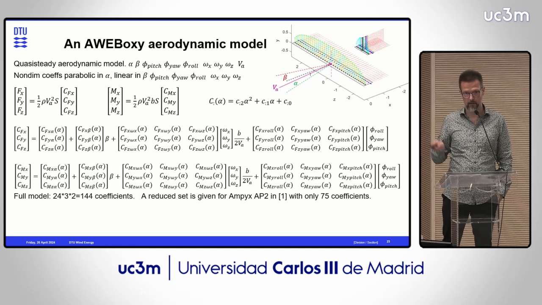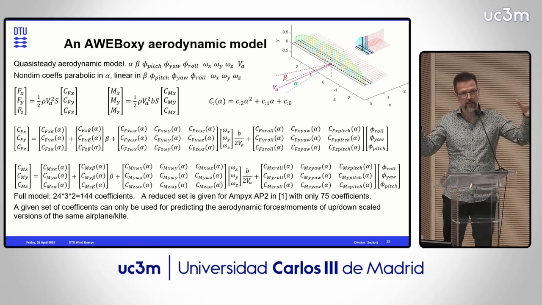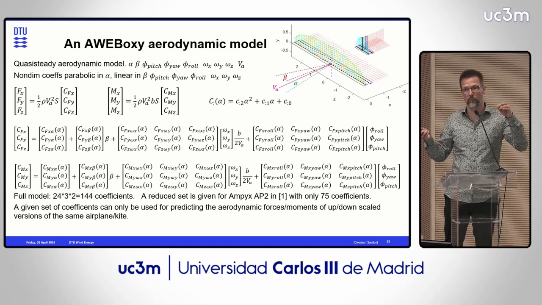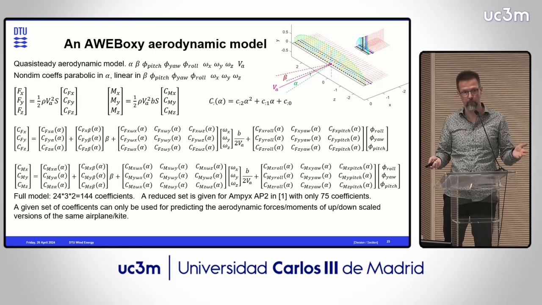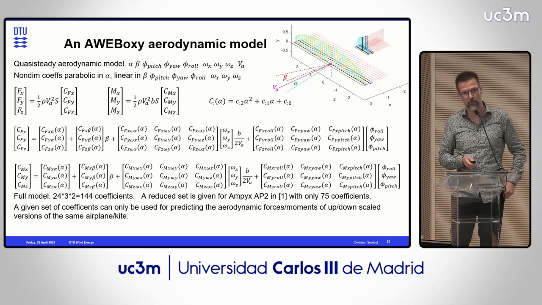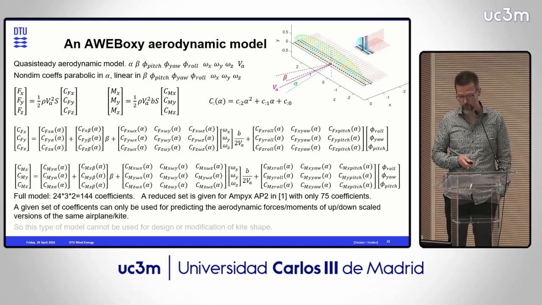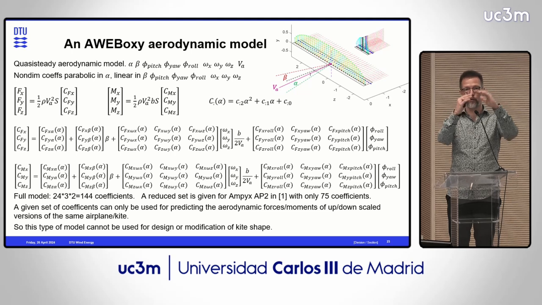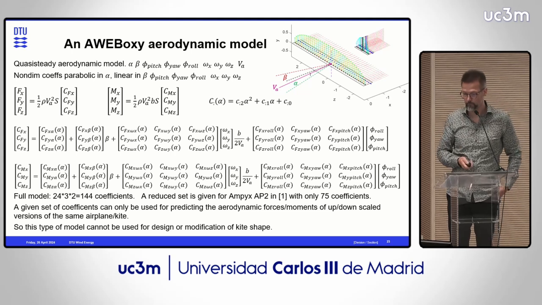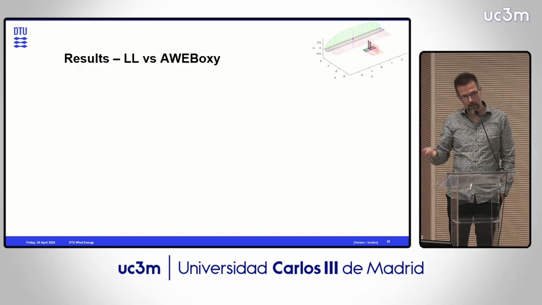And in the paper I refer to, they have a reduced set with only 75 coefficients. And this given set can only be used to model this setup. You can scale it up and down, but if you bend the wing, you have to make new coefficients. So you cannot use this kind of model to evaluate whether you want a bent wing or not. So that was kind of an aha moment for me. But how do we stack up then?